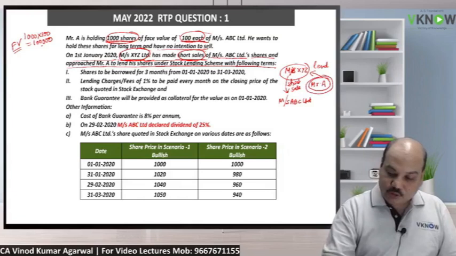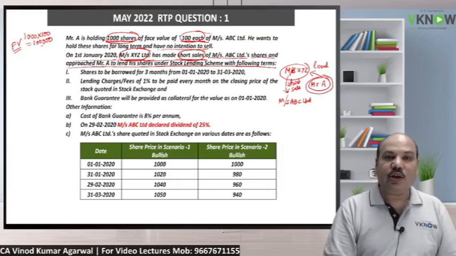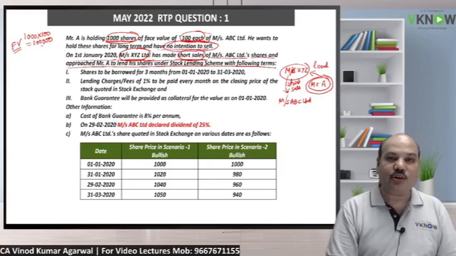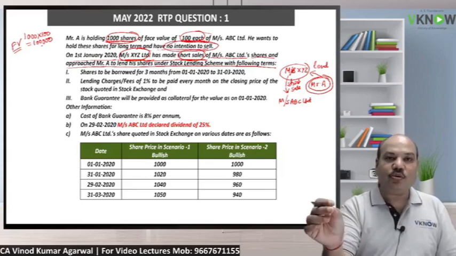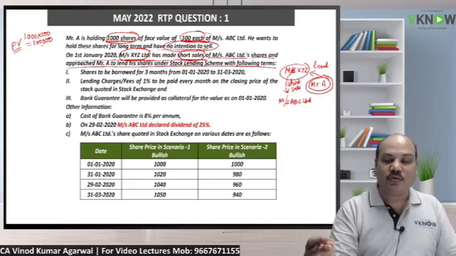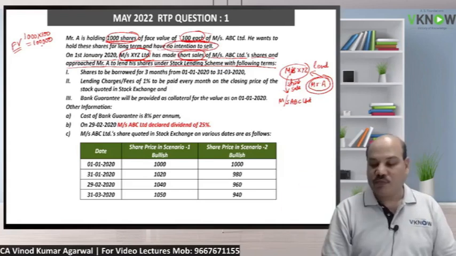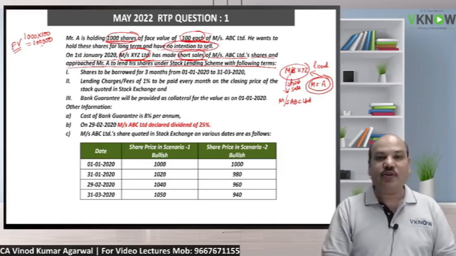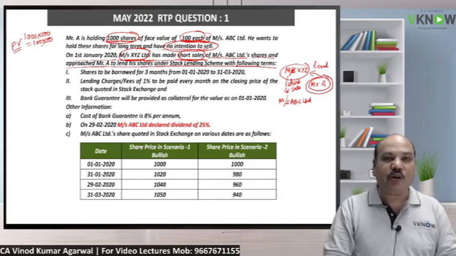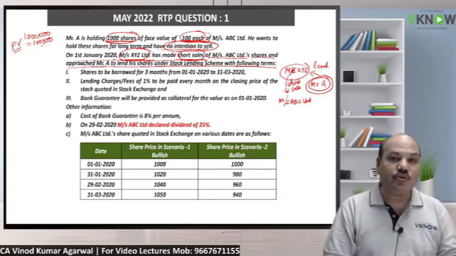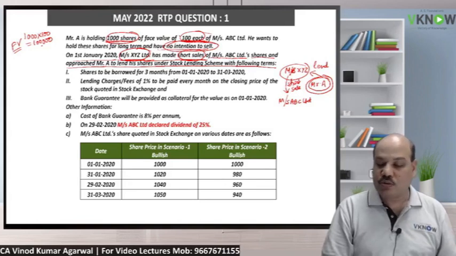And the benefit to Mr. A is, he will get stock lending charges. In any case, he has no intention to sell. Shares are going to lie idle in his account. Therefore, Mr. A will earn some stock lending charges. Messrs. XYZ will benefit if the price of the share falls. Messrs. XYZ would lose if the price of the share goes up.